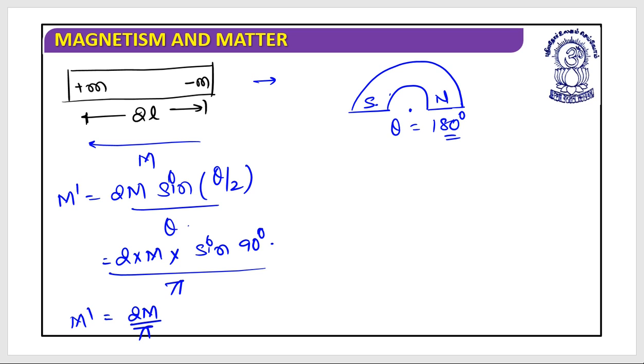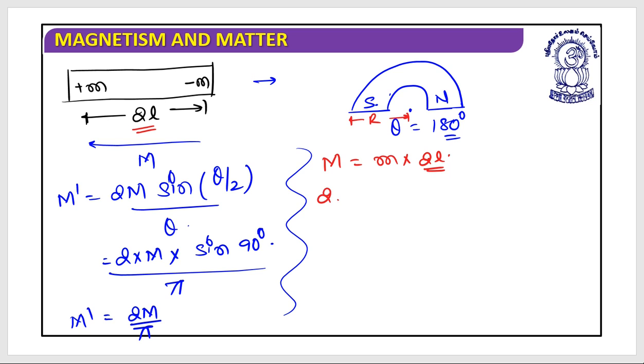If you have remembered the formula and know how to use it, that works. Now let's suppose we have forgotten the formula. What could be done? Let's see the basic approach. Let's suppose the radius is r, and the initial magnetic moment was m into 2l. That is the length between the two monopoles is 2l, and from this length 2l I have made this semicircle.